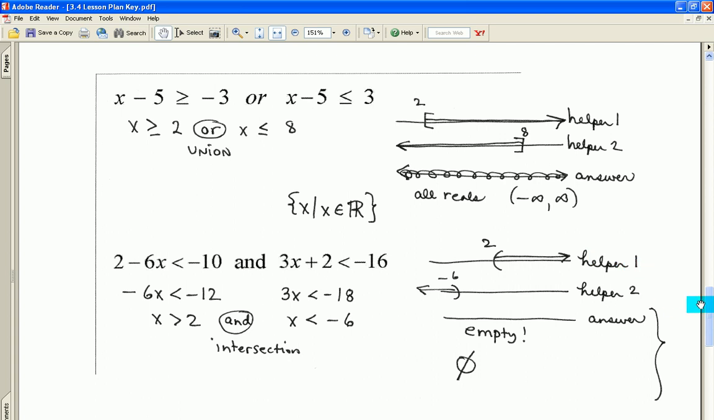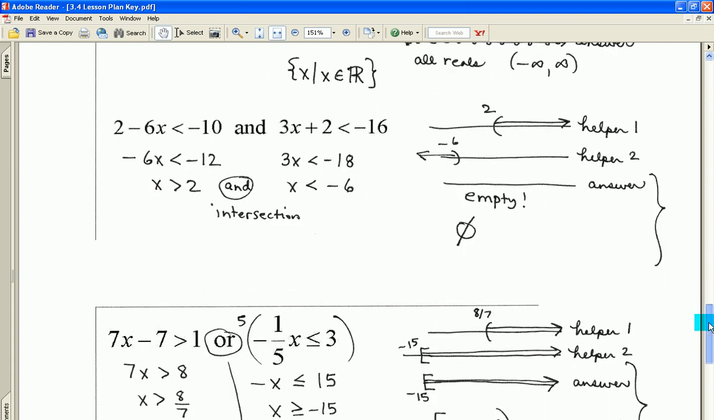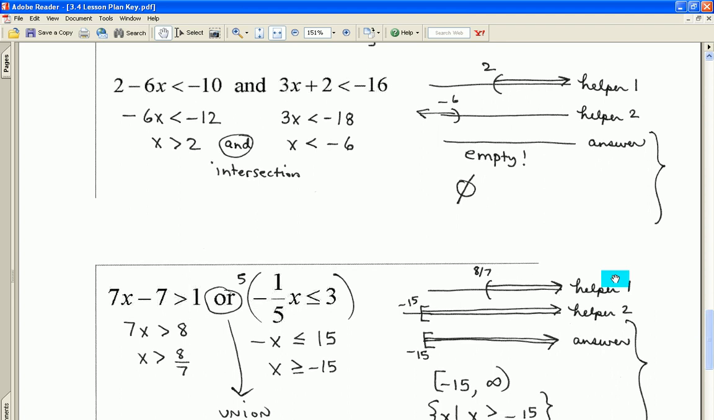Okay. Let's look at the next statement, which is an AND. When you have a compound inequality, your first step is to get the variable alone. So here, my first step would be to subtract 2. Negative 6x is less than negative 12. When I divide by a negative 6, the sign changes, and I end up with x is greater than 2. On this part, I subtract 2.